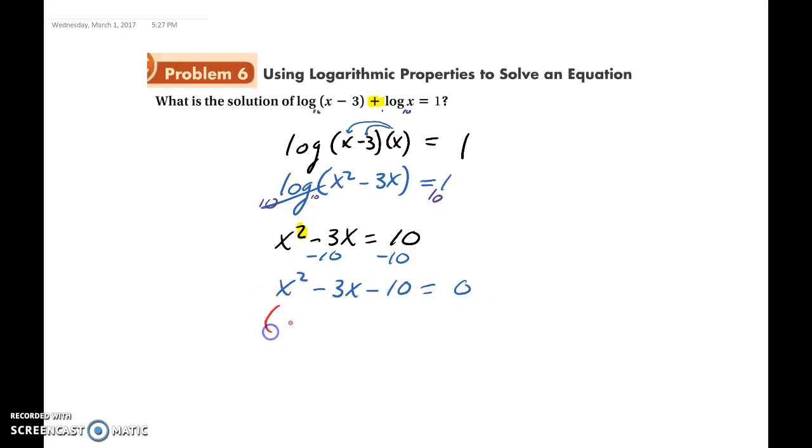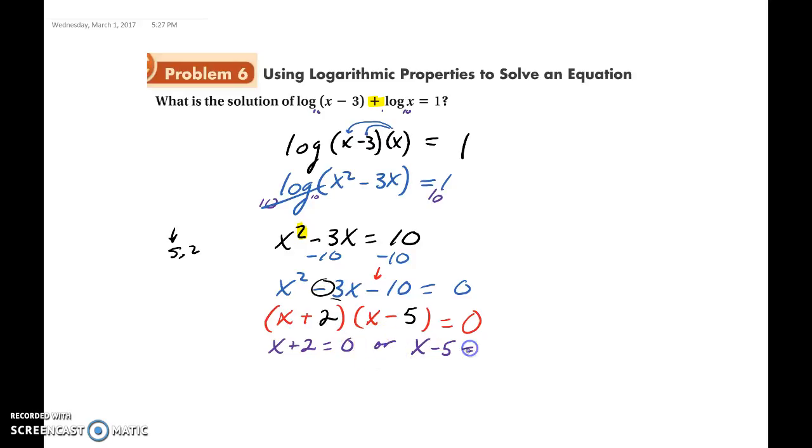Now we will factor this. Remember, the minus sign tells us that our signs are different, so it's x plus and x minus. We need factors of 10 that have a difference of 3. Well, it's 5 and 2. Since this number is negative, our larger number needs to be negative, so it'll be x minus 5 and x plus 2. We set both of these equal to 0 and solve for x. So x is equal to negative 2 or x is equal to 5.